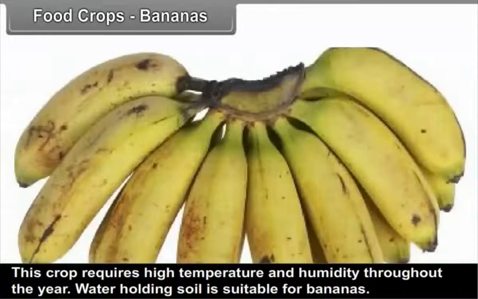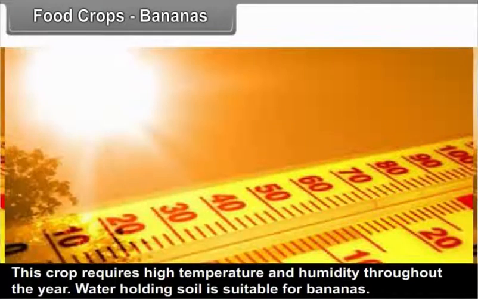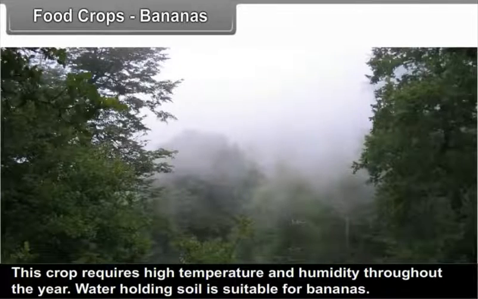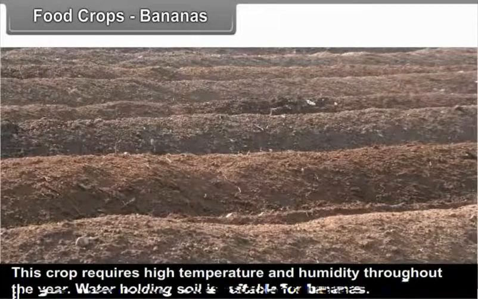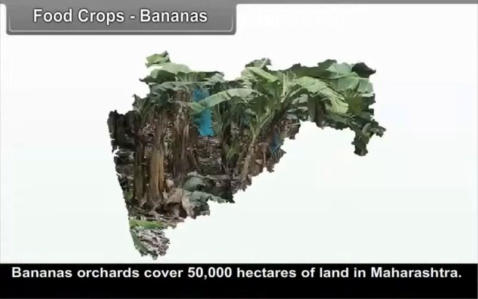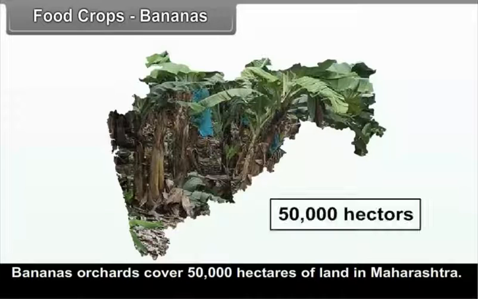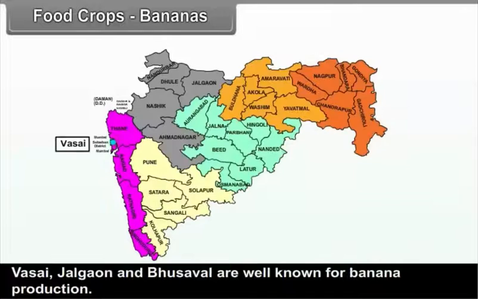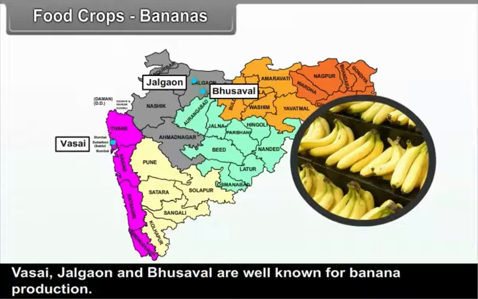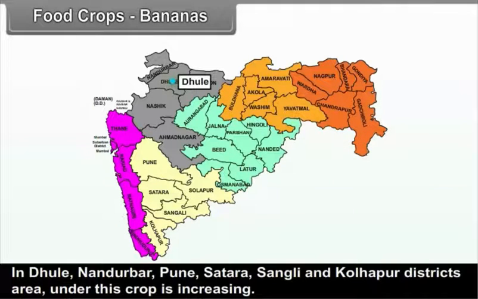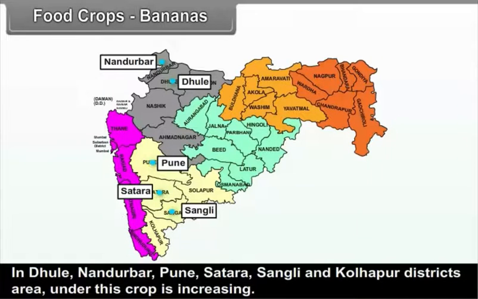Bananas. This crop requires high temperature and humidity throughout the year. Water-holding soil is suitable for bananas. Banana orchards cover 50,000 hectares of land in Maharashtra. Vasai, Jalgaon and Bhusawal are well known for banana production. In Dhule, Nandurbar, Pune, Satara, Sangli and Kolhapur districts area under this crop is increasing.